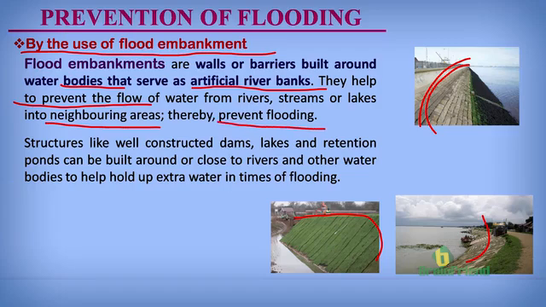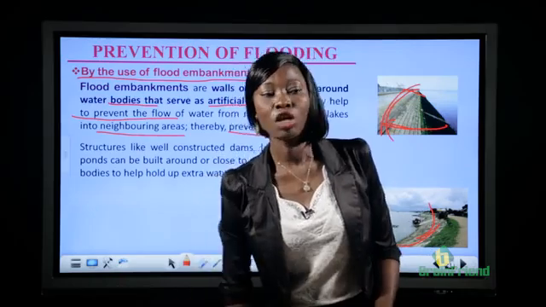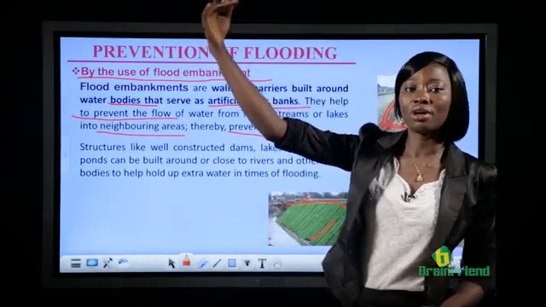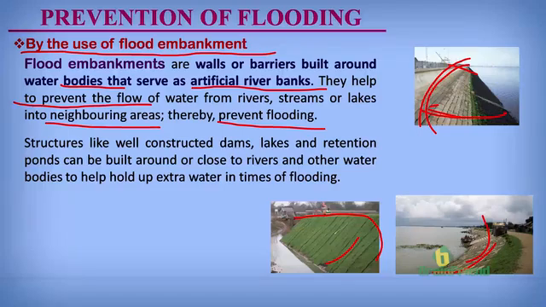So if you build walls around rivers, as we can see in this case, build walls around streams and so on, they will help to prevent flood. In times of overflow, instead of the water flowing to the nearby communities, it will rise to the level of the wall or the flood embankment, then it will go down into the river.